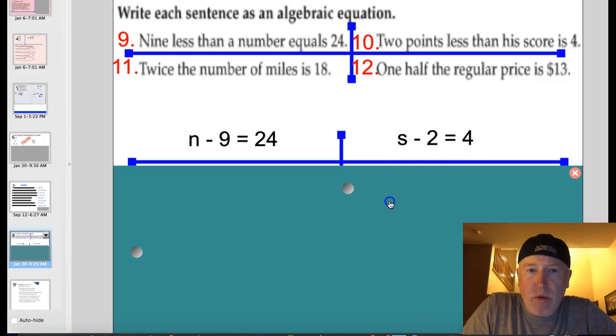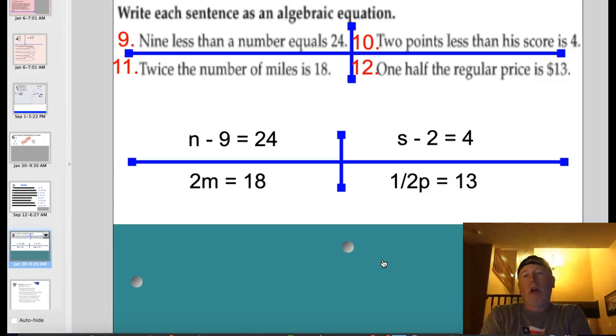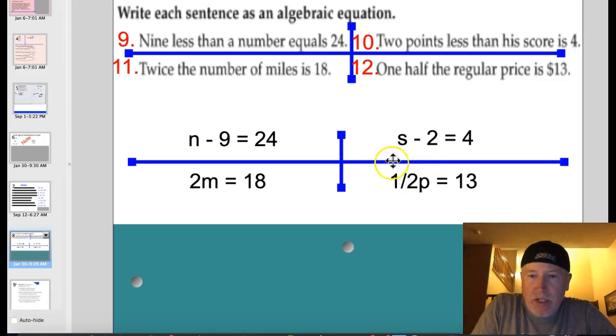Love it. Twice the number of miles is 18. Looks like 2m equals 18. 1/2 the regular price is 13. Here's the price. Here's 1/2 of it, and there's the 13.